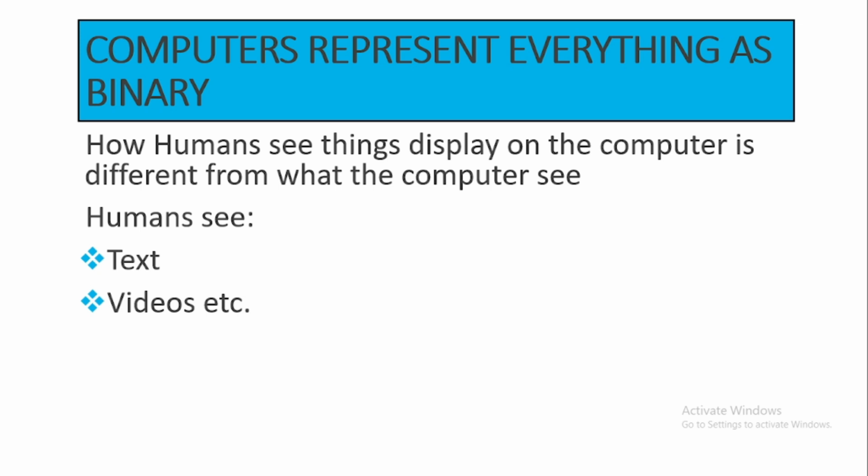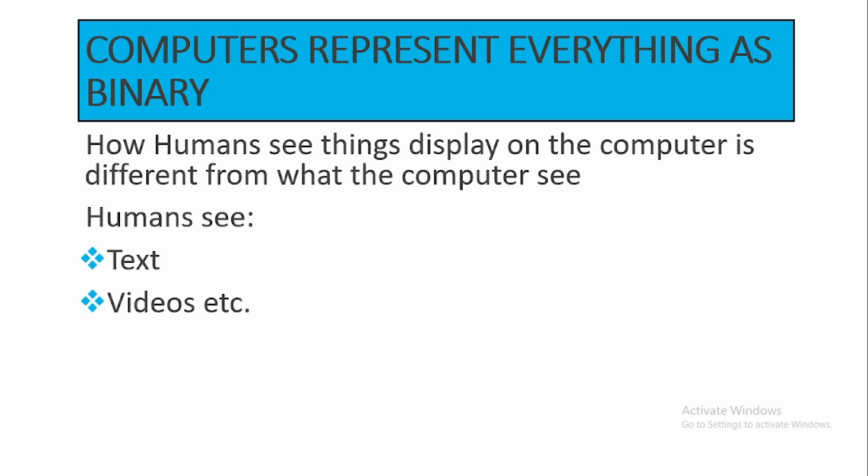We humans see a whole lot of things. We can mention PDFs, music files, and so many other things. We see them on the computer. But the question is, does the computer see these things just like we humans see them? No. The answer is typically no.